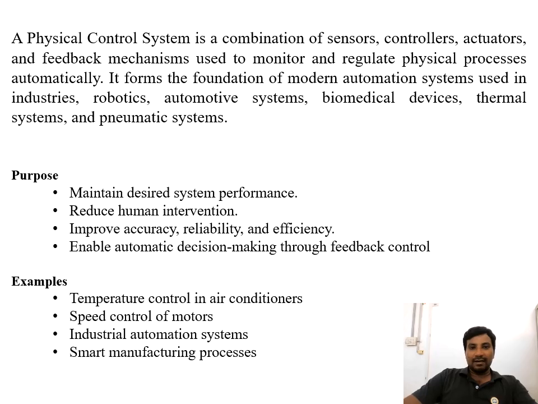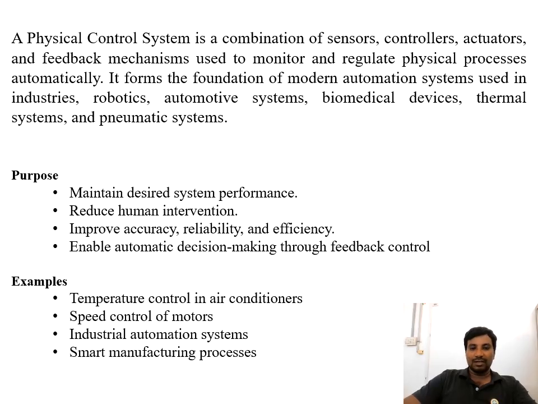So let us see a small introduction about what is meant by control system. A cyber physical control system is a combination of sensors, controllers, actuators, and feedback mechanisms used to monitor and regulate physical processes automatically. It forms the foundation of modern automated systems used in industries such as robotics and automated systems, biomedical devices, thermal systems, pneumatic systems, and radars.